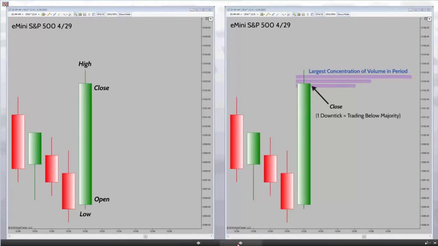That means that if the next period opens on a downtick, any new trade is going to be coming in below the majority of recent traders. Okay, does that sound bullish to you?